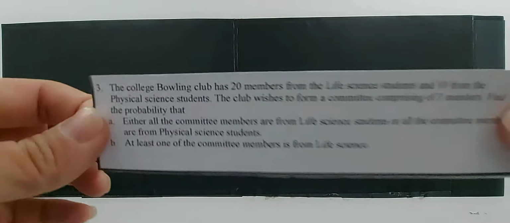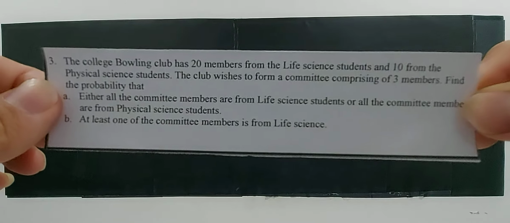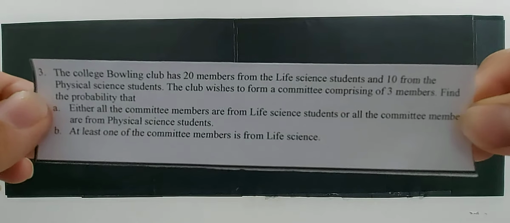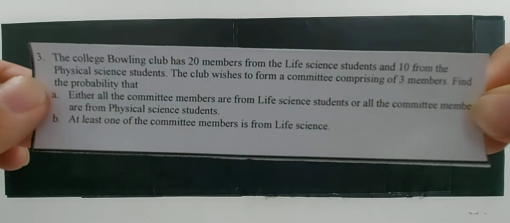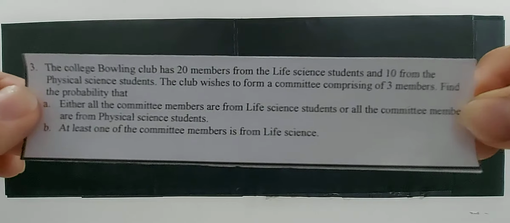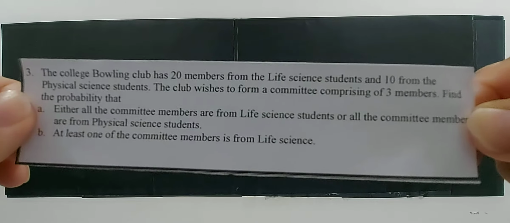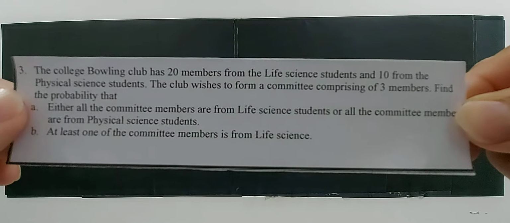Okay, let's look at this question. The college bowling club has 20 members from life science students and 10 from physical science students. That means they have 30 members in total, right? So the college bowling club has 20 members from life science and 10 from physical science.